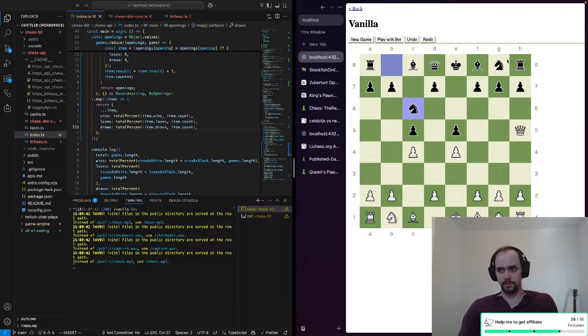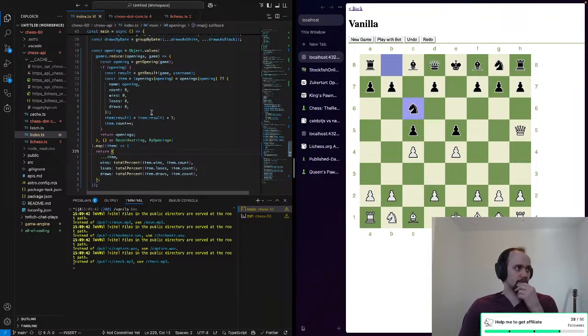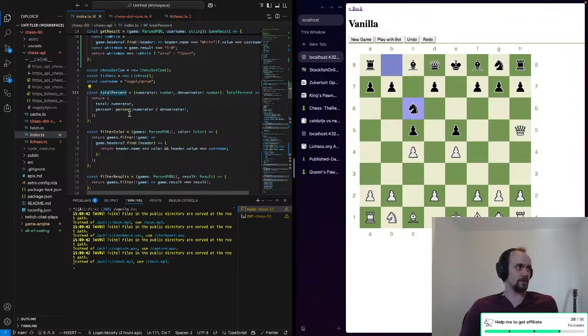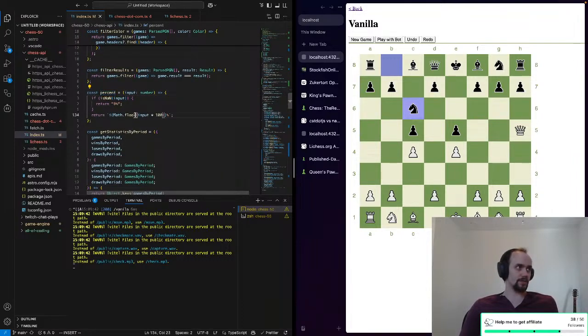Why floor instead of normal round? We could do round. The reason I did floor is just because I didn't want it to exceed 100%. But round is totally fine.